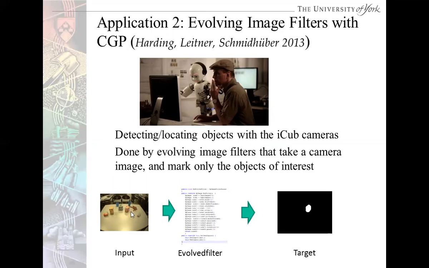So you can see here, in this case, an example we're going to discuss, trying to detect a particular packet of tea. There's a number of packets on this table. We want to be able to track a particular packet of tea. So we're going to use CGP to work with images and produce this mask, which identifies whether pixels belong to the object of interest or not.